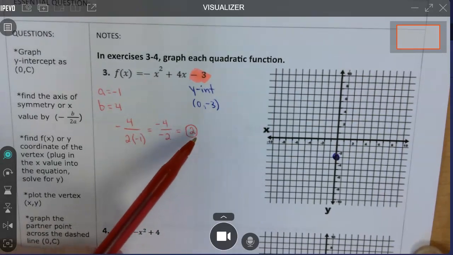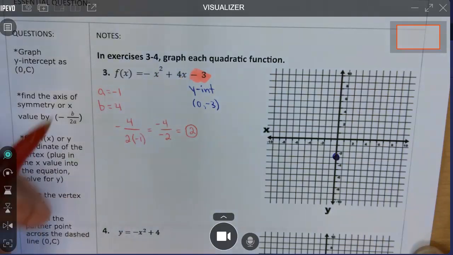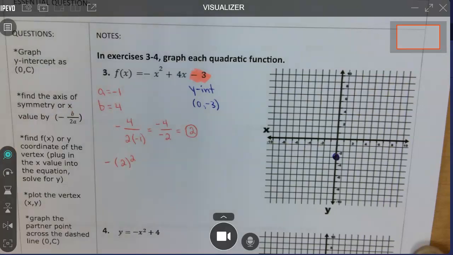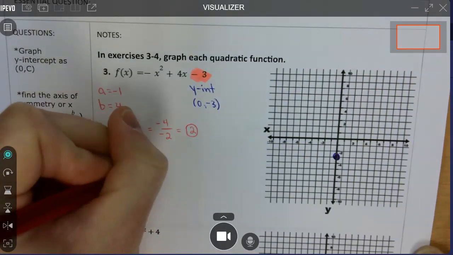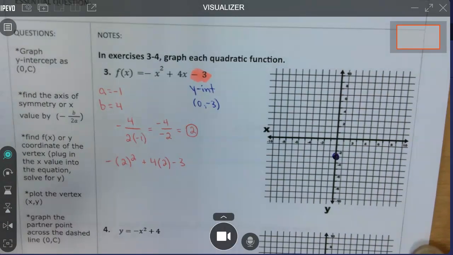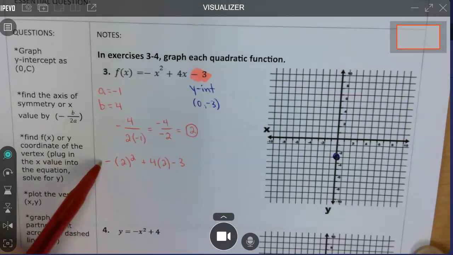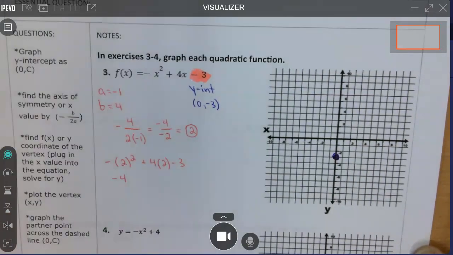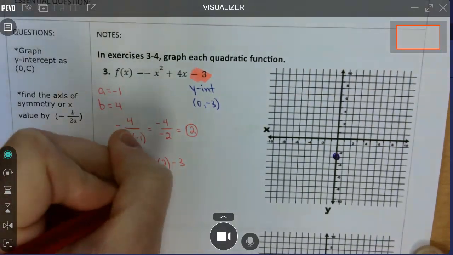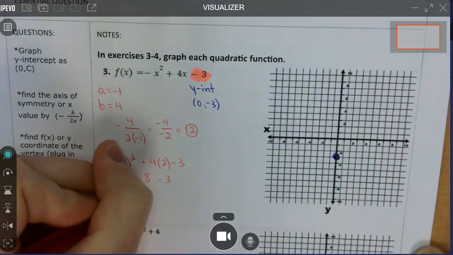And now I have to take this 2, this is the x, so I plug it in for the x here, I plug it in for the x here, and I solve for the y. So it's going to be negative 2 squared, like that, plus 4 times 2, minus 3. And remember, this is to give us the y value of our vertex. So 2 squared is 4, but there's a negative sign in front of it, so that's negative 4. 4 times 2 is 8, so plus 8, and then minus 3. Negative 4 plus 8 minus 3, that's going to give me a positive 1.